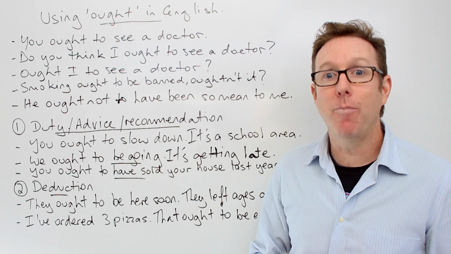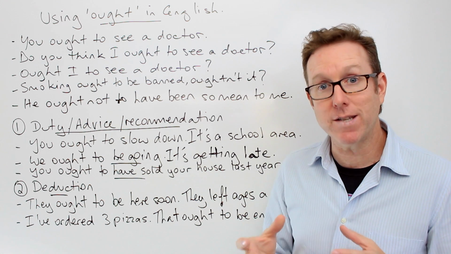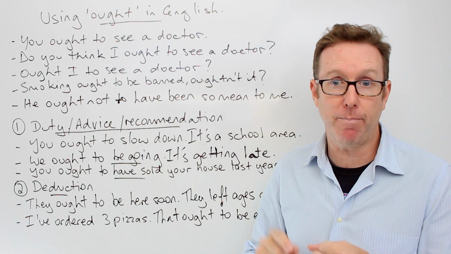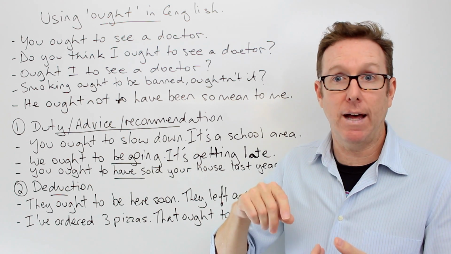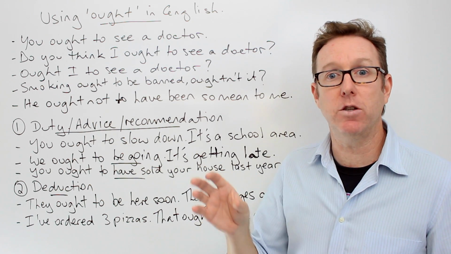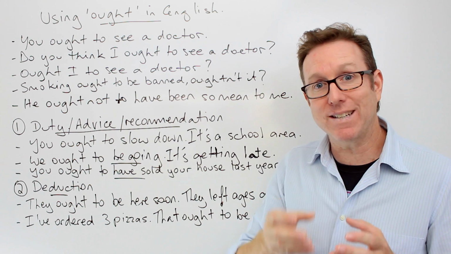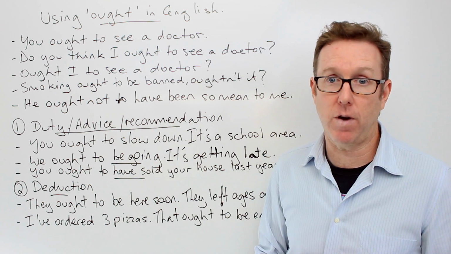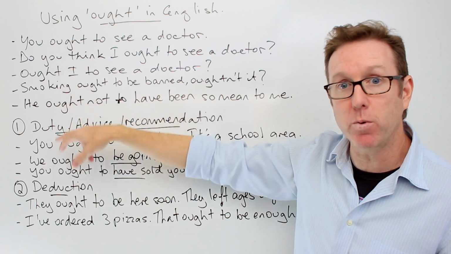Not all the time, but normally you'll see the structure ought to, whereas the rest of the modal auxiliary verbs like must, might, should, can, could, etc. don't take the to infinitive structure, but ought does take the to plus infinitive structure. Okay? Now, we're going to have a look at some examples here.